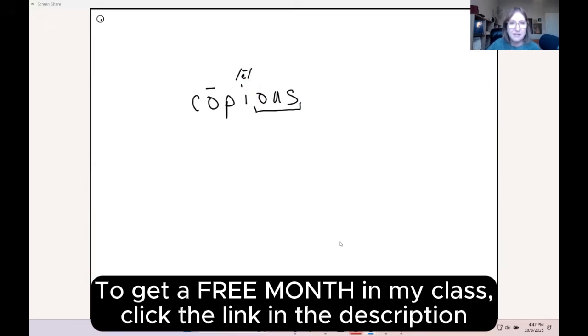OUS is a common suffix that says us. You don't hear the O. The U sounds like a short vowel sound. So go ahead and pencil read this word. So the sounds are k, o, p, e, s. Copious, copious, copious.